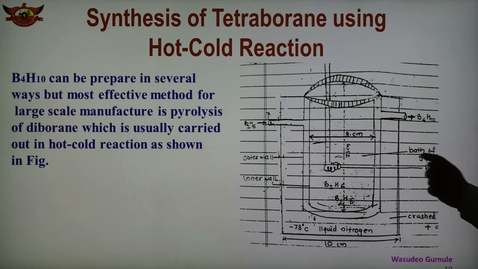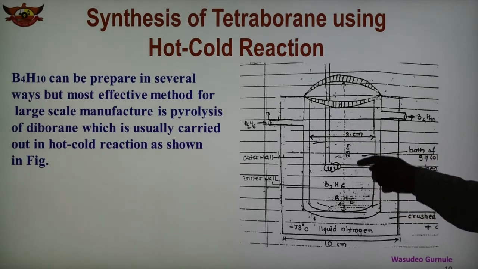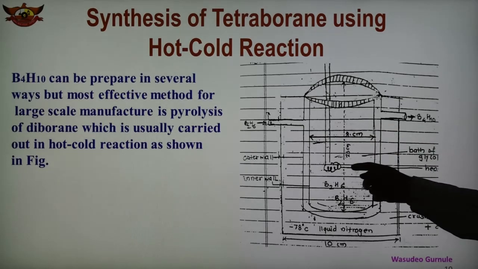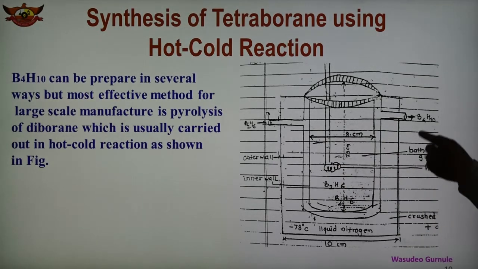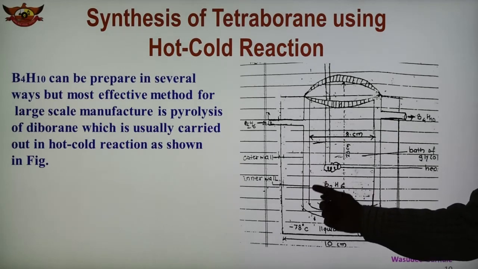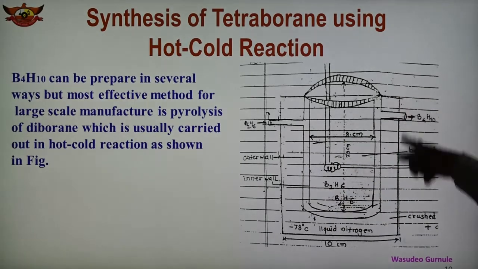And so this is the bath of glycol, and we have heat in this heating jacket, heating coil also we can say, and this is the glycol bath. Here this is the outlet to collect the product before H10. This one is the outer wall and this one is the inner wall of the cylinder.